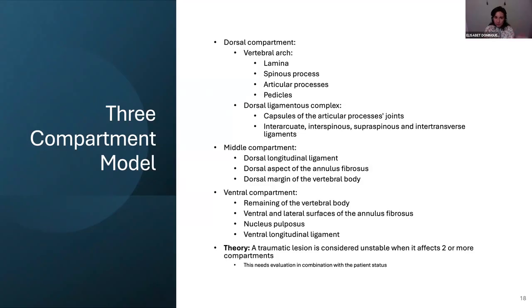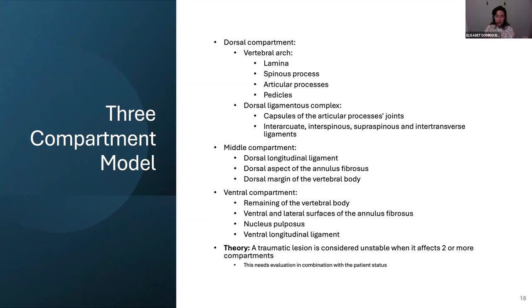But on top of that, when we are describing vertebral fractures, there is something that we need to add in our report, and that is how many compartments of the vertebral column are affected. There's a theory, the three-compartment model, that divides the vertebral column in three different places: a dorsal, a middle, and a ventral compartment. The theory says that a traumatic lesion that involves two or more of these compartments, so two or three of them, will be unstable.